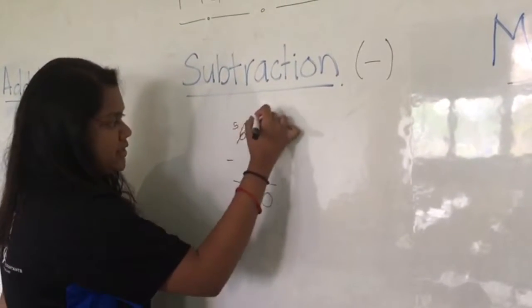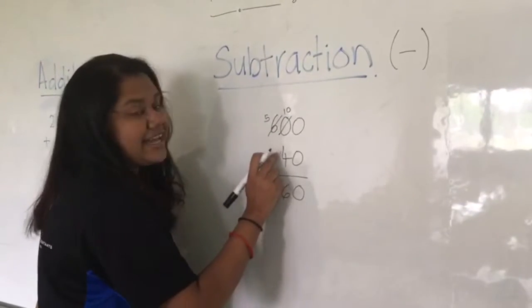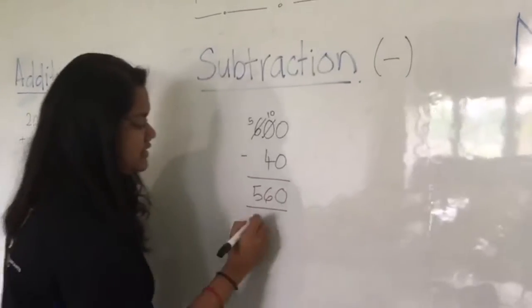And you can minus because 10 is bigger than 4. And then 5 minus, here we take it as also 0. So 5 minus 0 will get 5. So the answer will be 560.